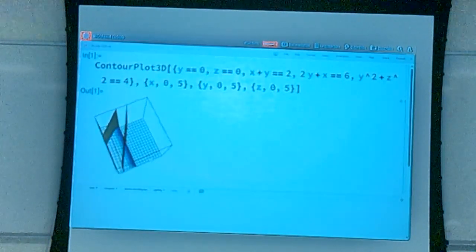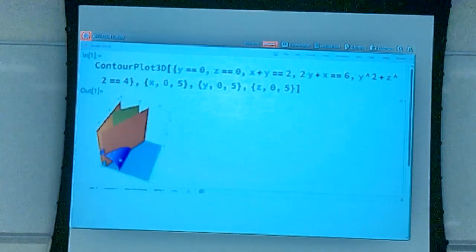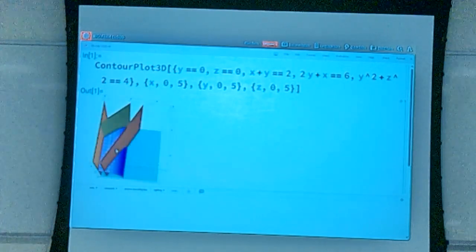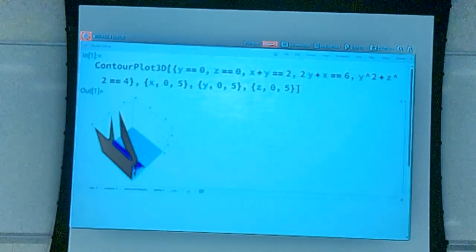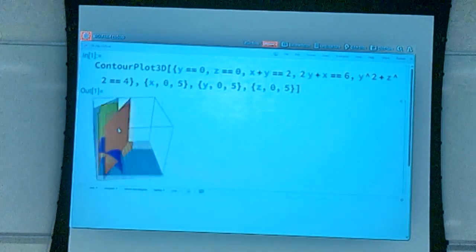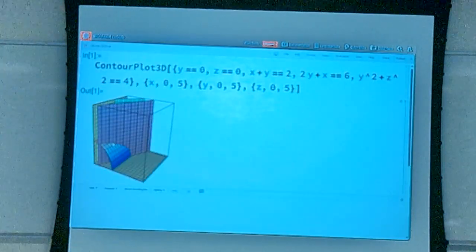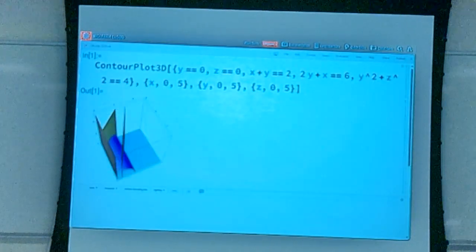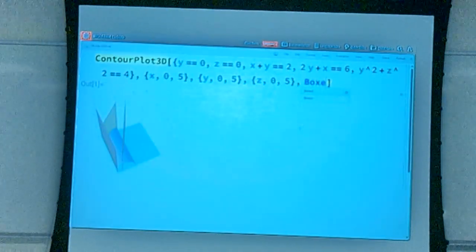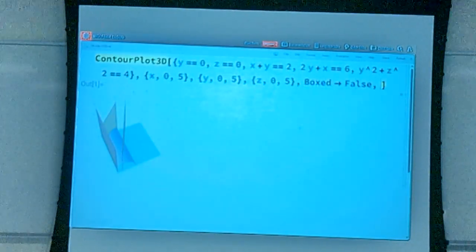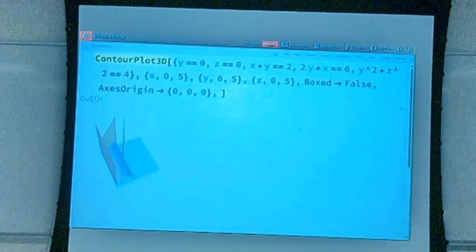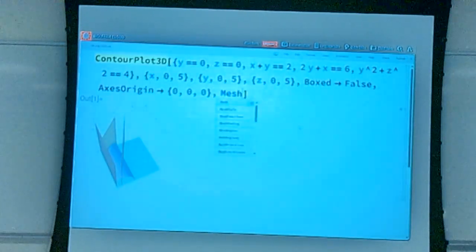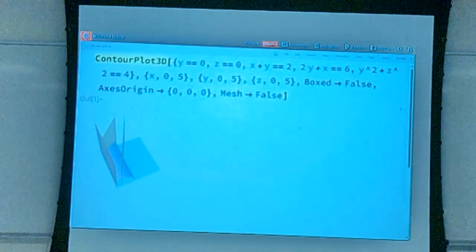So is this for finding the boundary? This is for finding the solid. Okay. I don't like the box. I don't like that mesh. So we're going to turn that off. Axes are already on, but we have to set the origin to be 0, 0, 0. Turn off the mesh.